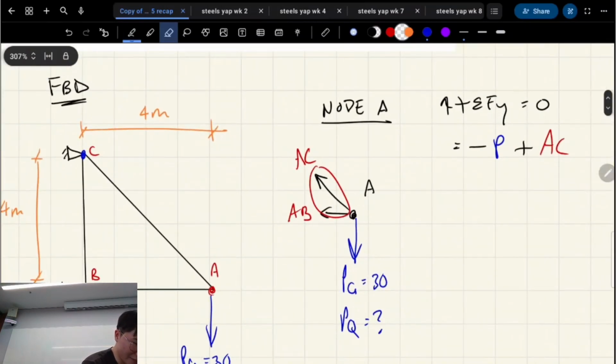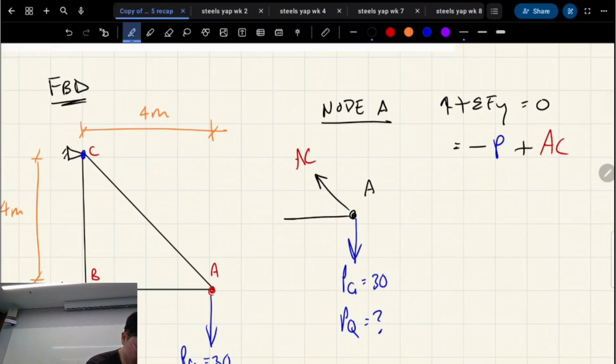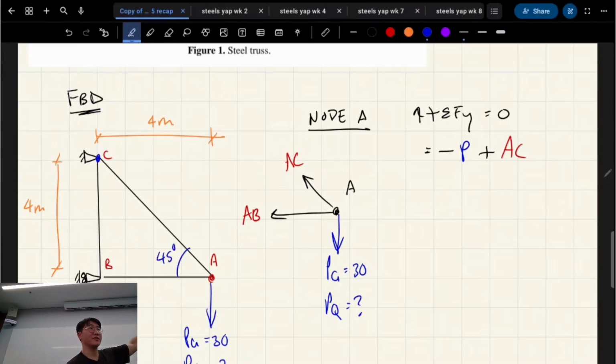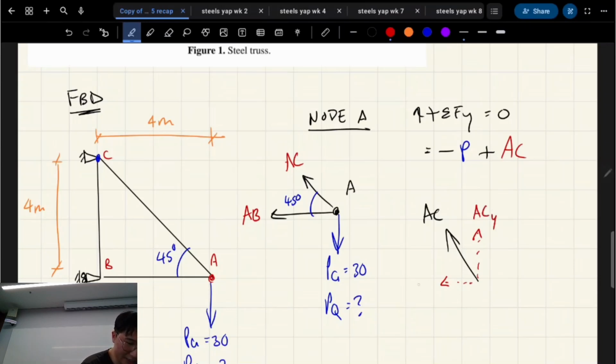The thing about this arrow, let me expand this out for a sec. Because of the truss geometry, we know that this is 45 degrees. You can work that out because it's 4 meters by 4 meters, so this angle's 45. When you have a force vector, you can split it into its x and y components. Let's call them ACY and ACX, right?